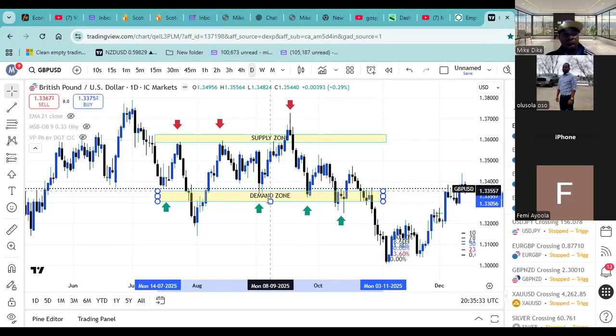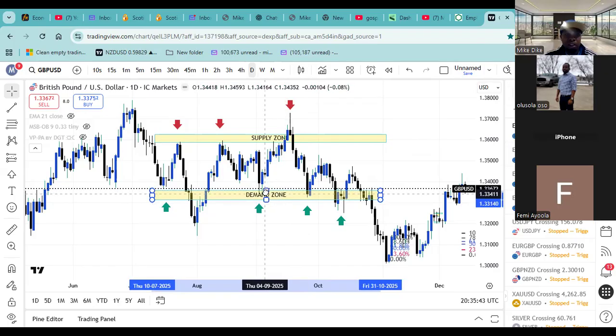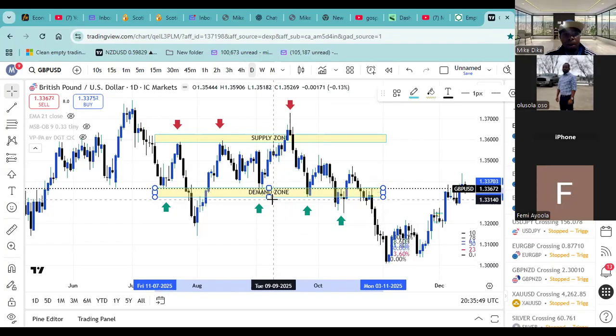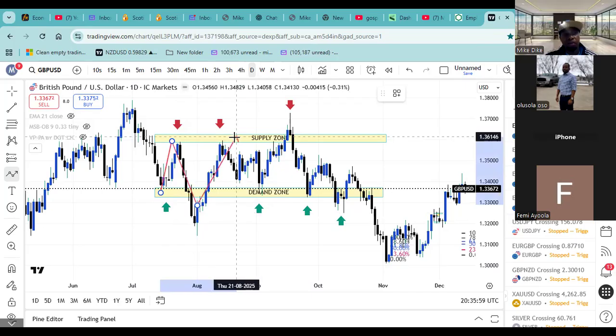Yes. Use your eyes and make sure it touches. Make sure you follow the wick. Sometimes you follow the body. Make sure you're touching the wick. Sometimes I do it for the body as well. So this is the daily time frame. You just know that anytime the market comes here, it retests, comes here, comes here.